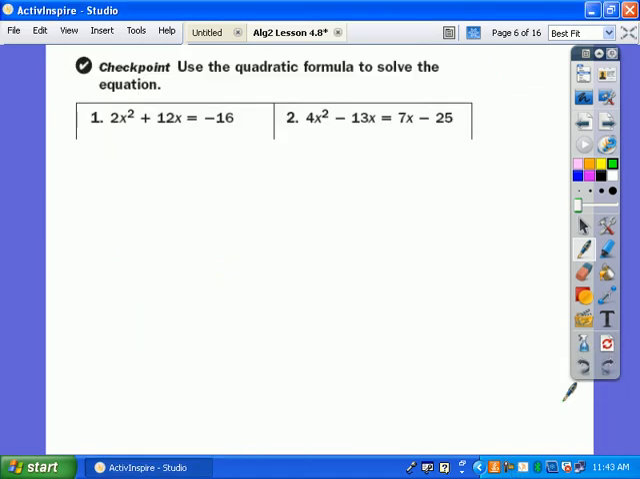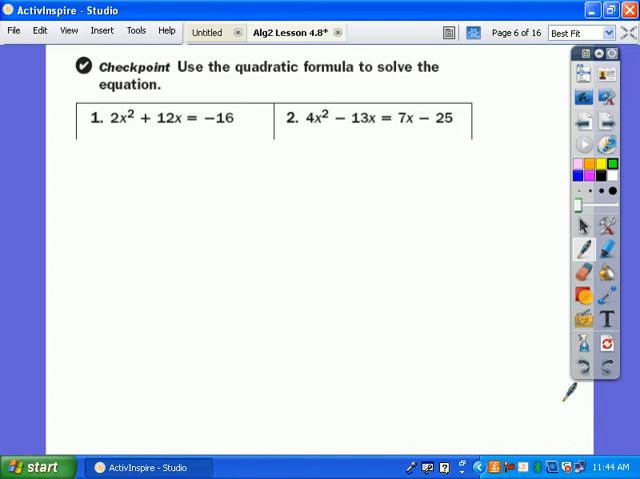Here are two problems that I would like you to work on right now. If you're watching the video at home, stop the video and go ahead and work through these two problems. If you are in the class, this is your cue to start going. I'll pause the video in just a second, and I hope you'll do the same.